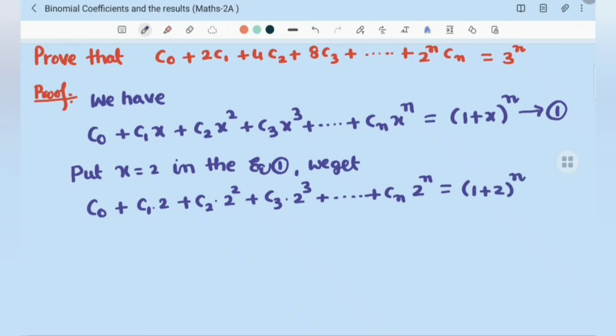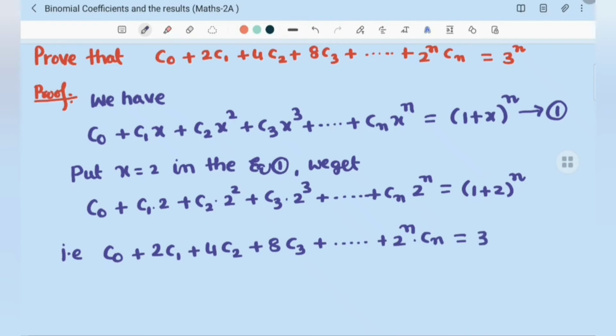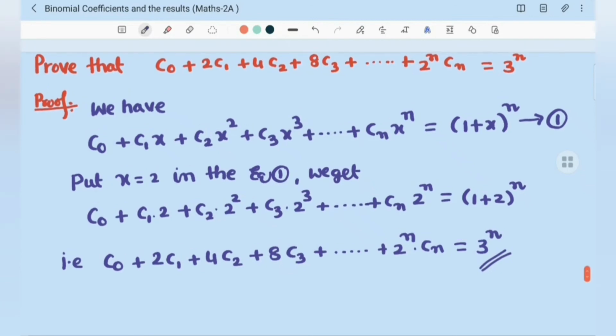Sir, why are you selecting only x is equal to 2? Here in the RHS, if you observe, 3 power n we have to prove. So if you take x is equal to 2, then the result becomes 3 power n. So that is C0 plus 2C1, 2 square means 4 only, no? So 4C2, 2 cube means 8, 8C3 plus and so on 2 power n into Cn is equal to 3 power n. Hence proved. It is very important for 2 marks, dear students. You need to practice more.